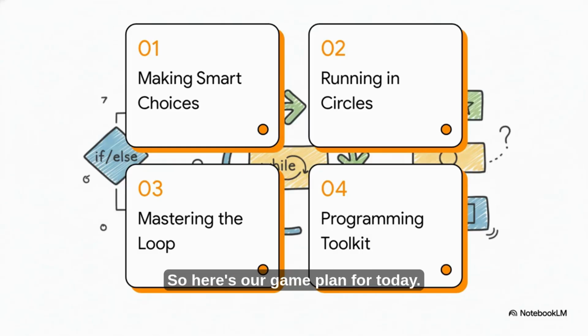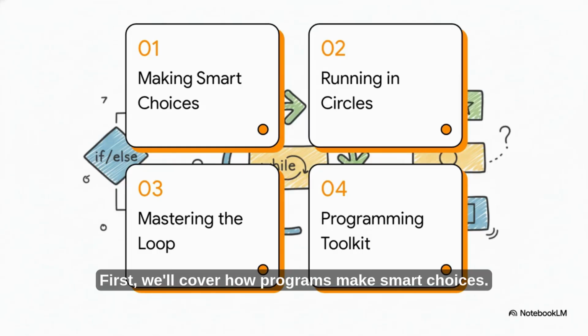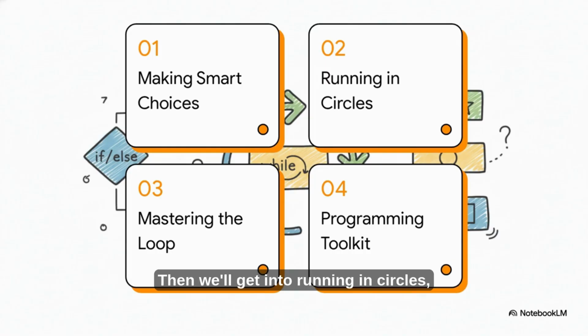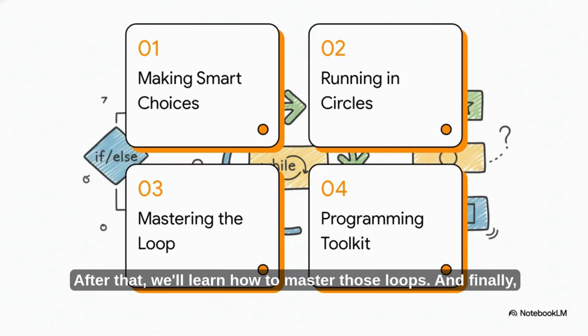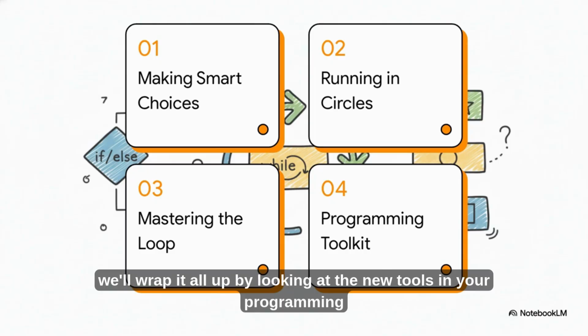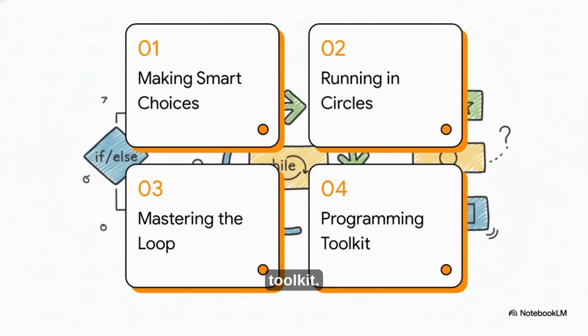So here's our game plan for today. First, we'll cover how programs make smart choices. Then we'll get into running in circles, productively, of course. After that, we'll learn how to master those loops. And finally, we'll wrap it all up by looking at the new tools in your programming toolkit.